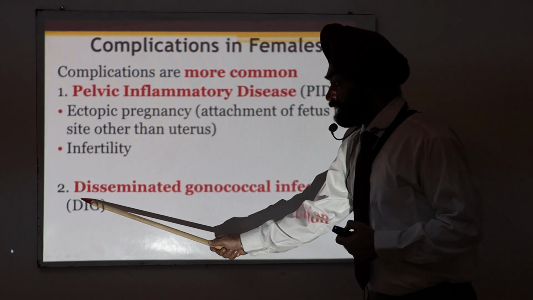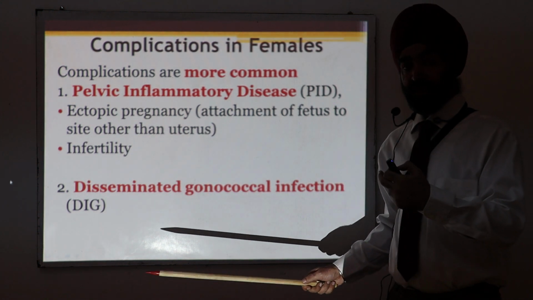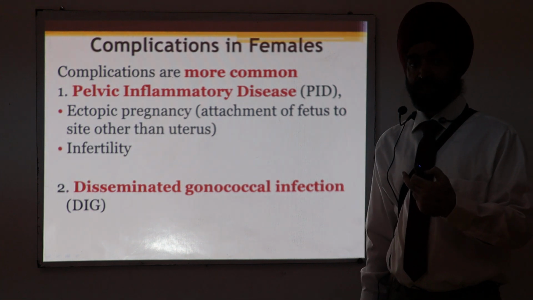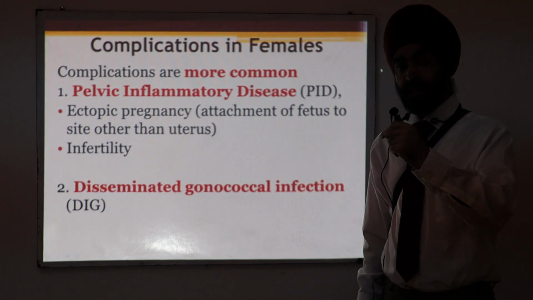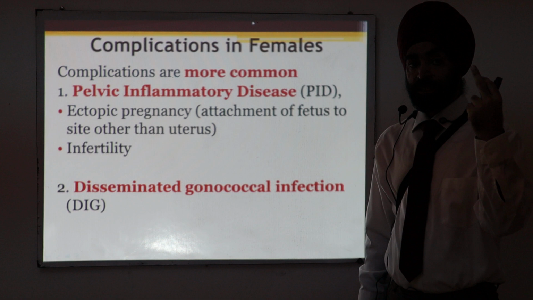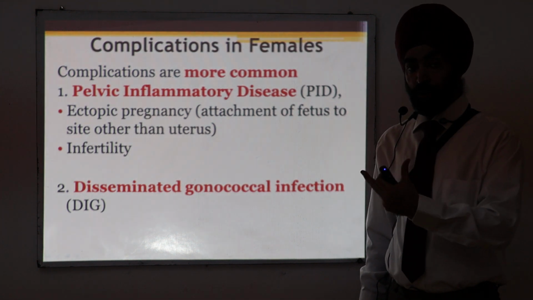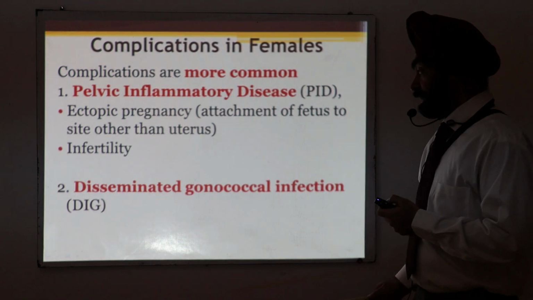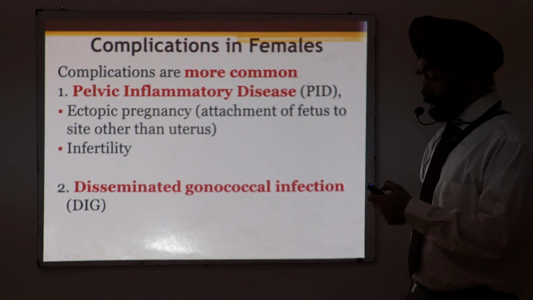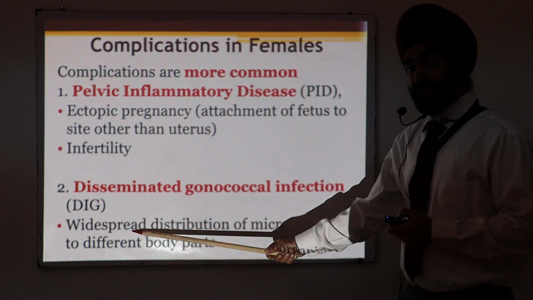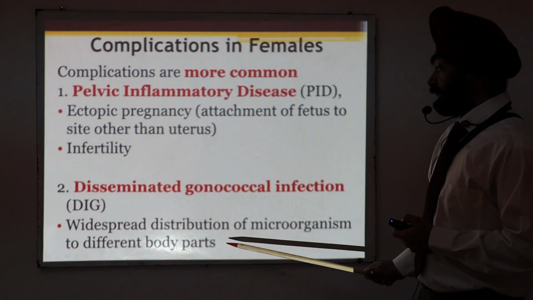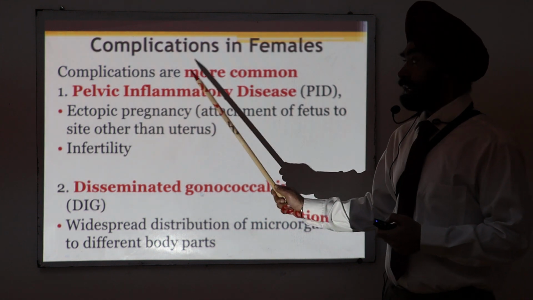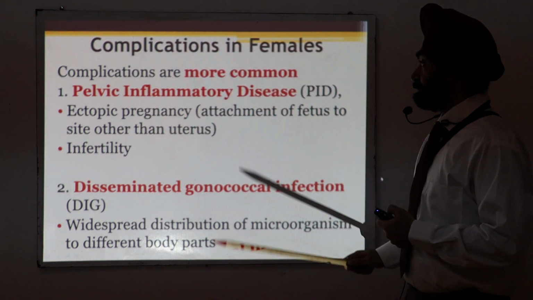Disseminated means the infection which was there in the genital region, in the endocervical region, was localized to one region. Now it spreads to widespread organs. It spreads to almost all the organs in the body. Dissemination of the disease, dissemination of the gonococcal, so widespread distribution of microorganisms to different parts of the body. So these are the two common complications of gonorrhea in females.